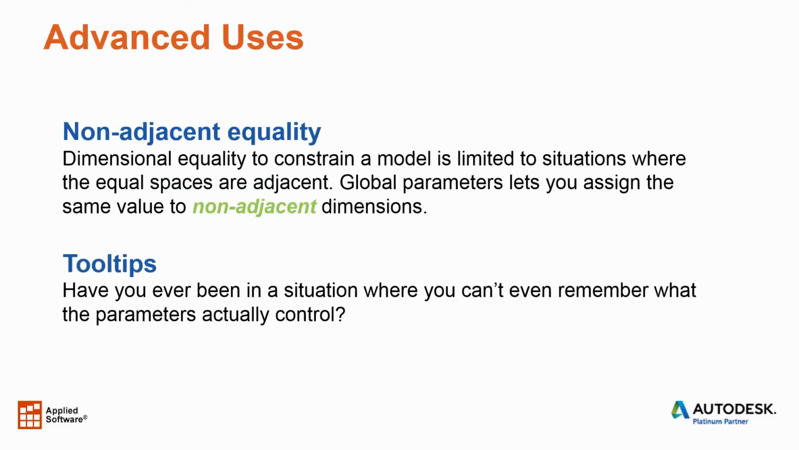Some of the advanced uses of global parameters is non-adjacent equality. I find this particularly interesting myself, and I'll show you some examples of that in a moment. Dimensional equality to constrain a model is limited to situations where the equal spaces are adjacent, and global parameters let you assign the same value to non-adjacent dimensions. That's pretty powerful when it comes to code requirements in the building.